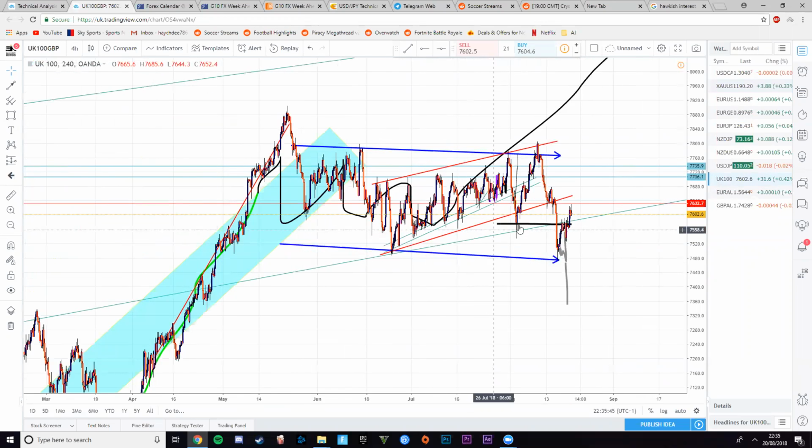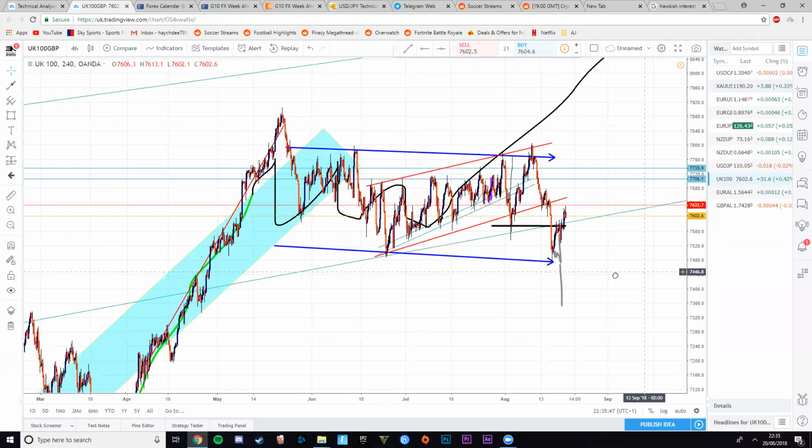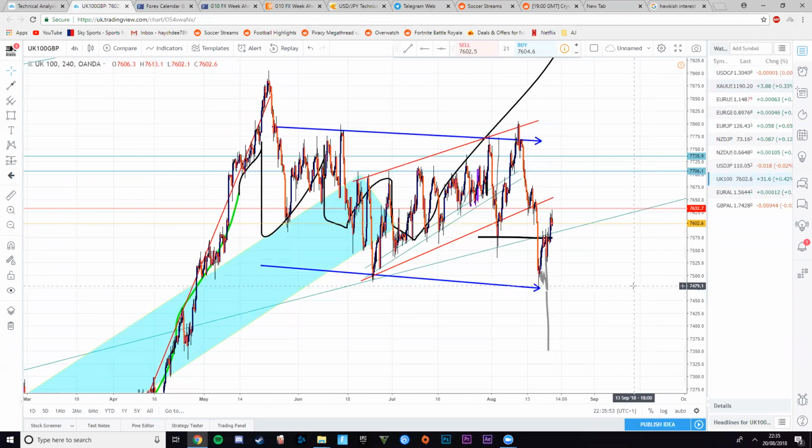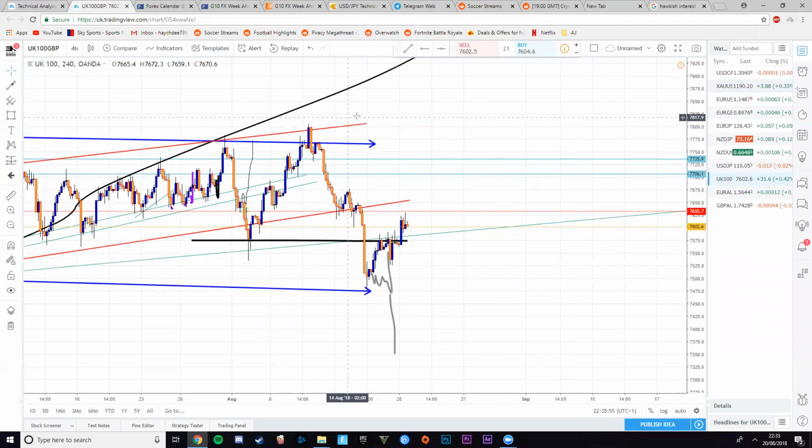Again, we just have to watch this, because I thought long term it wants to break out. So if you're going to buy, we're going to buy as low as possible, because there is still a channel. If I am going to sell, I'd only sell at the top, but I'm not really looking for sells. I'm looking for buyers on the UK 100.